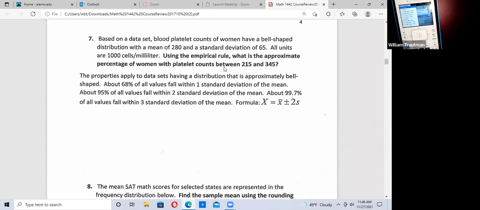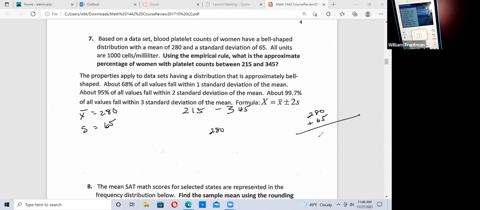Okay, question 7. Based on the data set, your blood platelet counts have a mean of 280. Your standard deviation is 65. Using the empirical rule, what is the approximate percentage with platelets between 215 and 345? Well, what's 280? Our average is 280. 280 plus 65. If I add 1 standard deviation, I get 345. So I just added 1 standard deviation and I got 345.